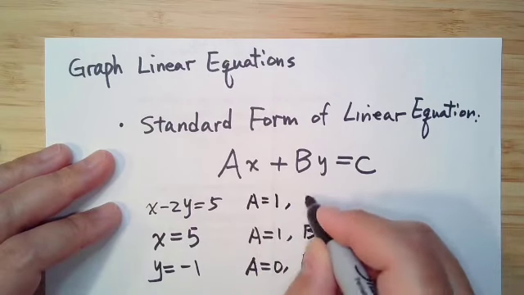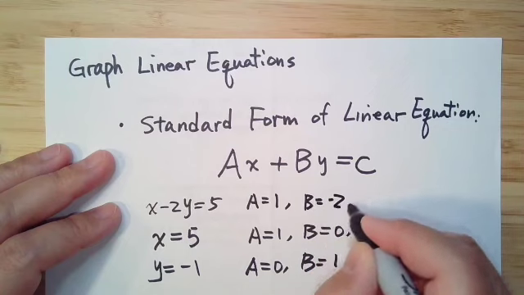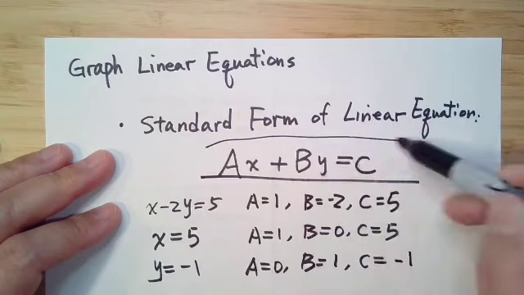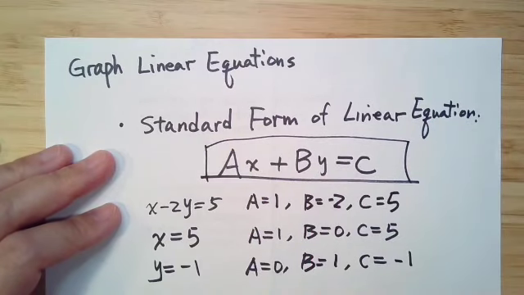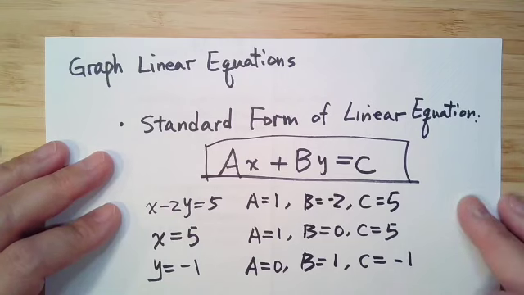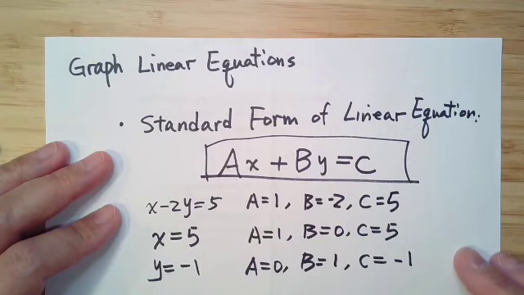A is 1, B is negative 2, and C is 5. Okay, so I really hope that you can remember this. This is the standard form. All equations that look like this are linear equations, and any linear equation can be written in this standard form. Now, after we know the standard form, we can graph it.